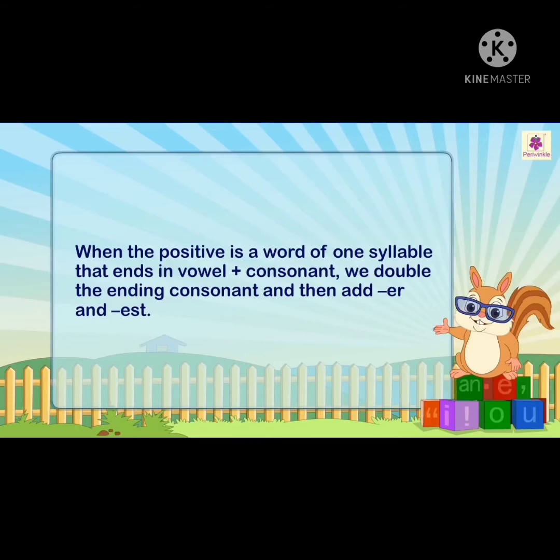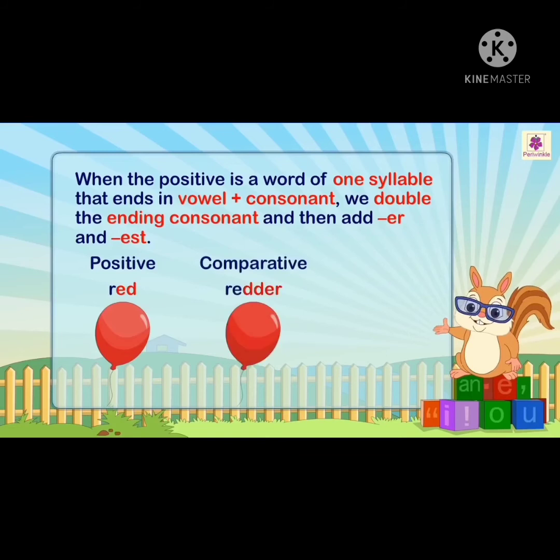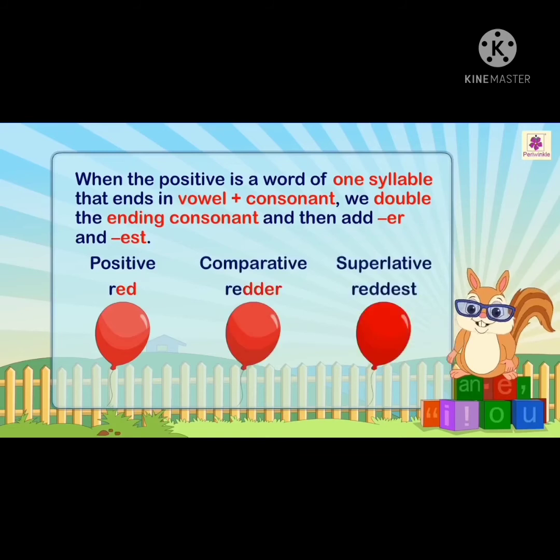Definition: when the positive is a word of one syllable that ends in vowel plus consonant, we double the ending consonant and then add ER and EST. So you can understand, right? For example, red. In positive they had red, comparative redder, superlative reddest. So you can find.